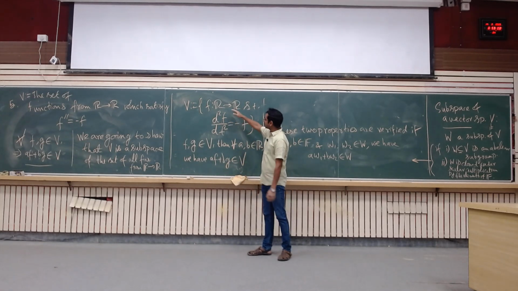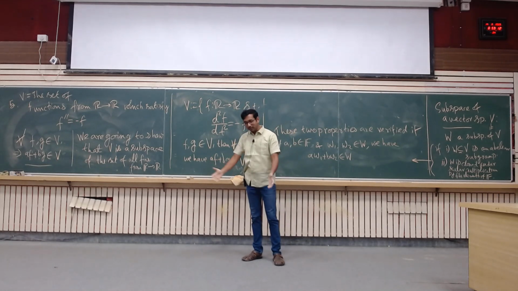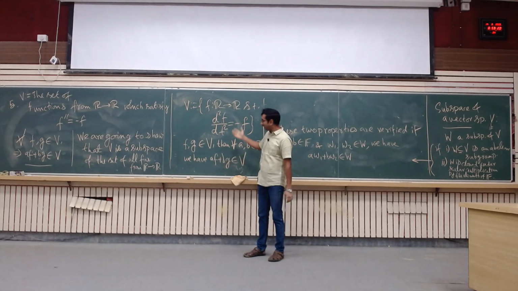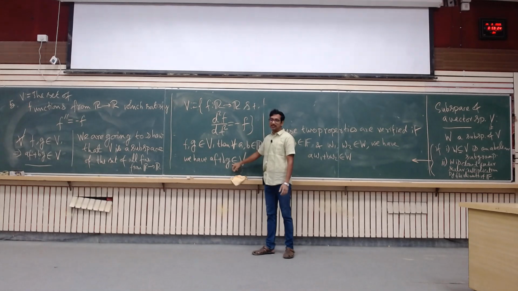Yes. Suppose we have a pool of all the functions from 1 to R, and you are just taking out the functions from those which are satisfying this. We are defining it to be the subset, and then we are showing that it is indeed a subspace because all such linear combinations are there. So not all subsets are subspaces.